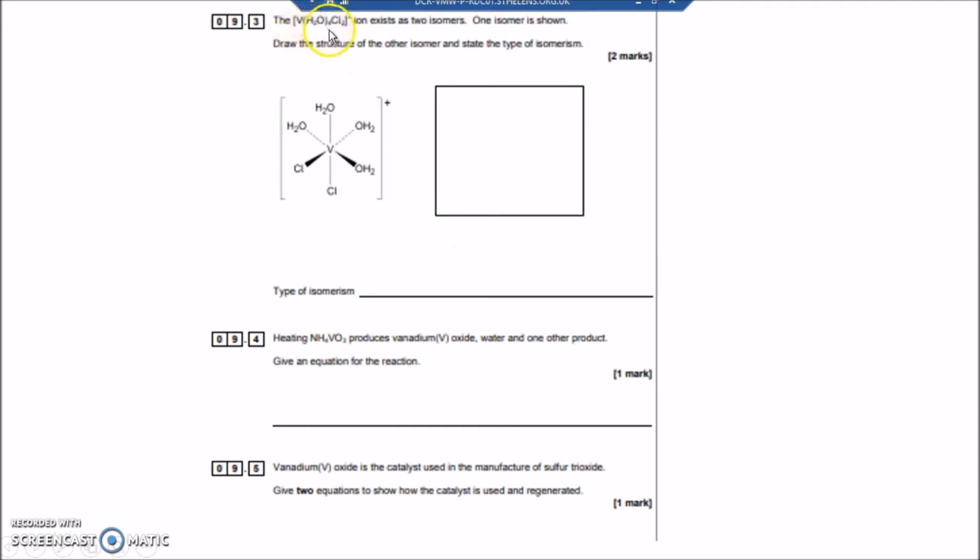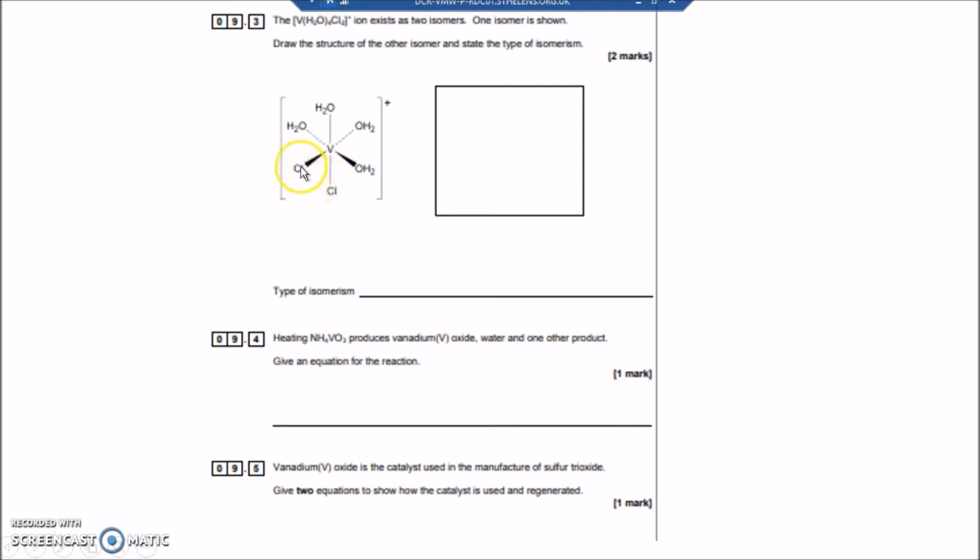This [V(H2O)4Cl2]+ ion has 2 isomers. One isomer is shown. Draw the structure of the other isomer and state its type of isomerism. Well, what we've actually got is geometric isomerism here. We've got here the 2 Cl's with a bond angle of 90. They are together on the same side.